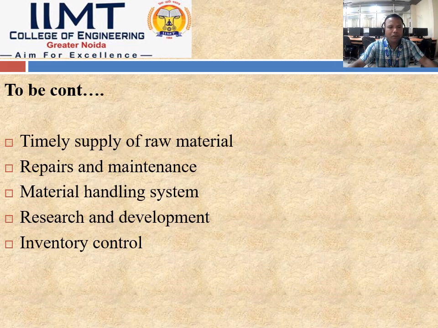Timely supply of raw material. If inventory management is good and raw material supply is very good, then you can balance the supply and demand equation. Repair and maintenance: machineries are timely repaired, therefore they work properly. Material handling systems are good. Research and development.